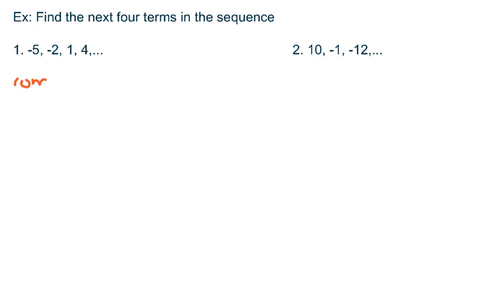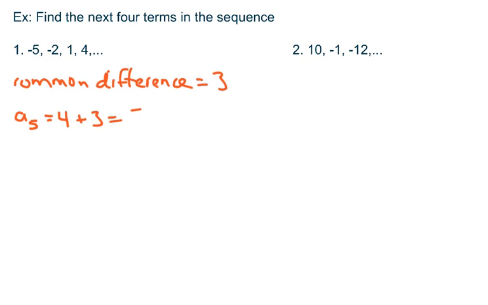Let's start with number 1. So the common difference is equal to, well, if we go from 5 to -2, that's up 3. And then from -2 to 1, that's also up 3. And 1 to 4, that's also up 3. So we can say the common difference is 3. Okay, so the fifth term, because this gives us the first 4 terms, so a sub 5 is equal to, we're going to use our last term, 4, and add 3 to it, so 4 plus 3, that would be 7, and we're just going to keep continuing the pattern.